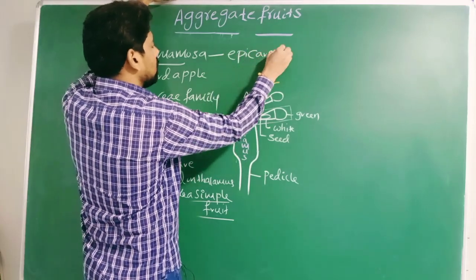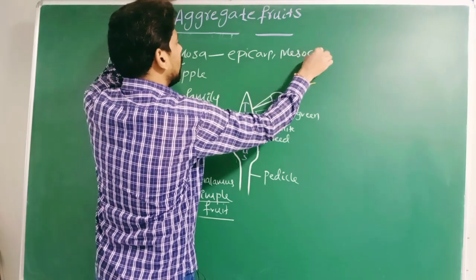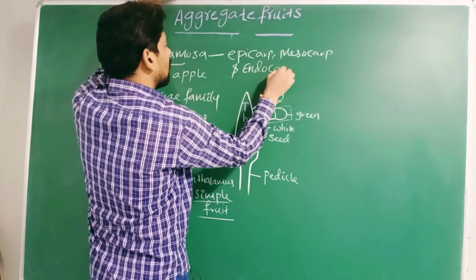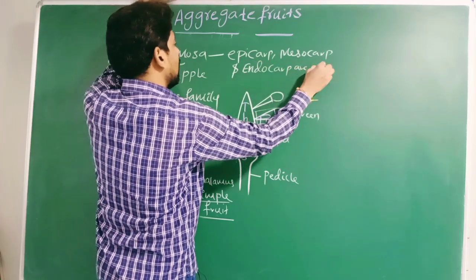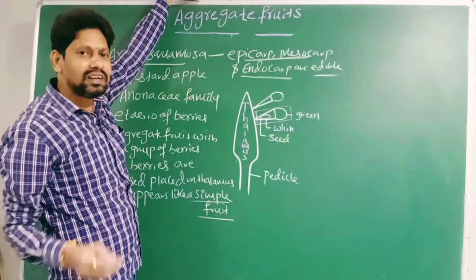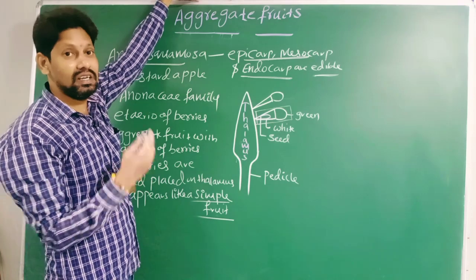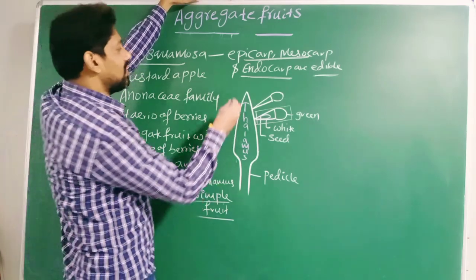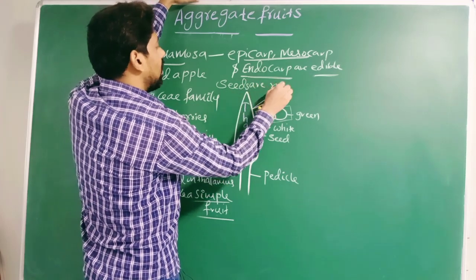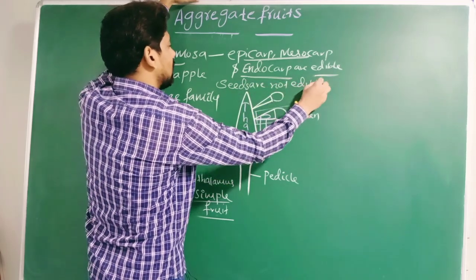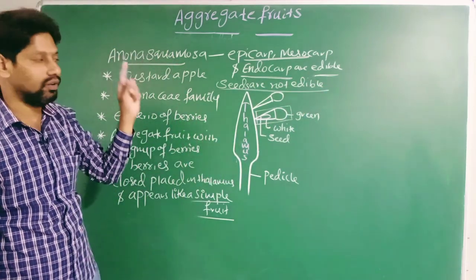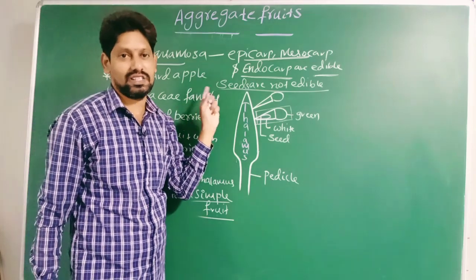Epicarp, mesocarp, and endocarp are edible. What are these epicarp, mesocarp, and endocarp? They are three layers of pericarp. They are edible, whereas seeds are not edible. Are seeds edible in Anona squamosa? No, seeds are not edible in the case of Anona squamosa.